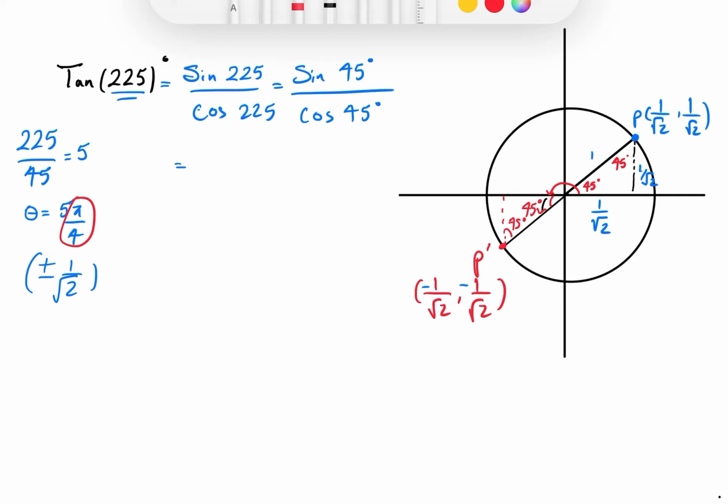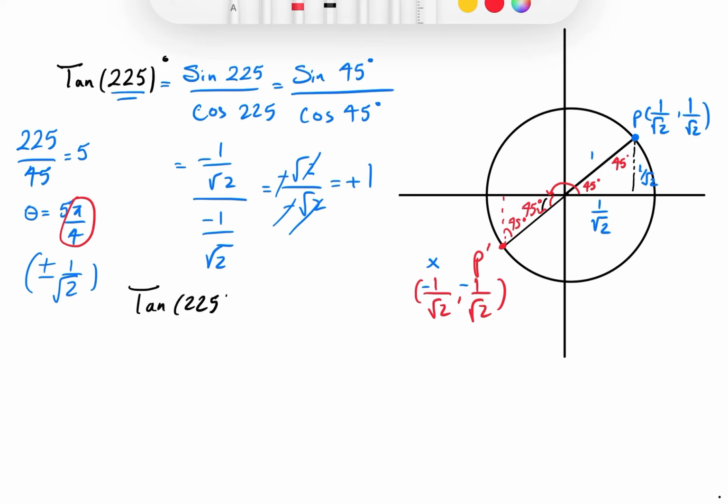Now, the sine is essentially whatever the y coordinate for that point is, which is negative 1 over radical 2. And the cosine is the x coordinate, which is negative 1 over radical 2. If we simplify this, we get negative radical 2 over negative radical 2. These two cancel out with the negatives, leaving you with positive 1. So you can safely assume that the tangent of 225 degrees is equal to 1.